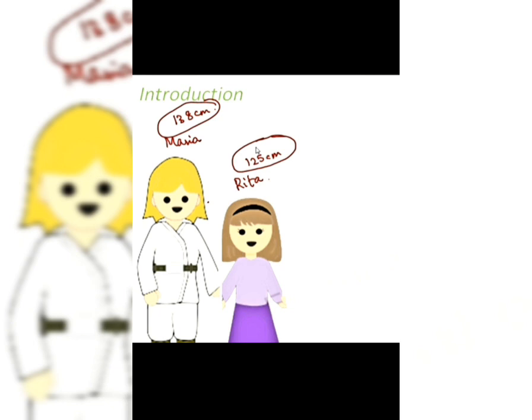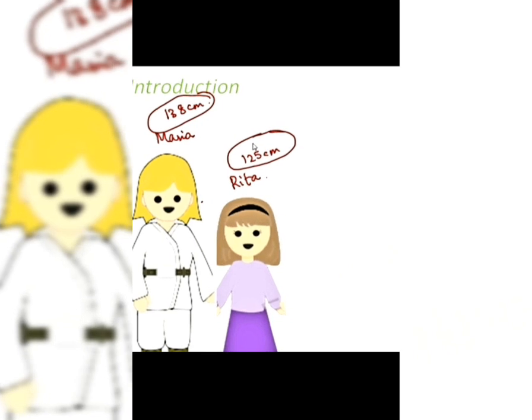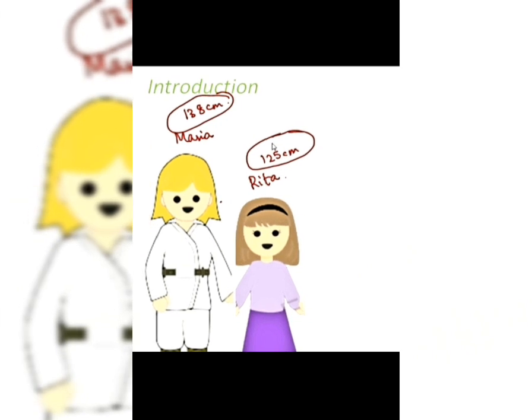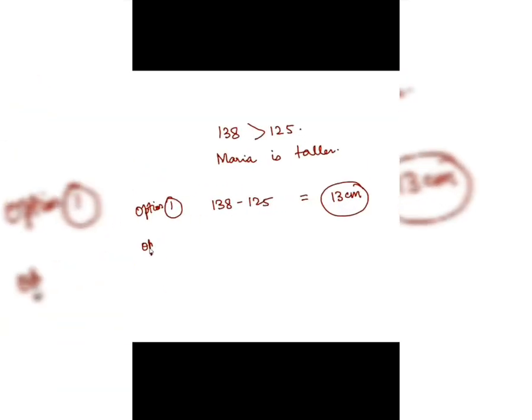Now, looking at these two numbers, you need to decide who is taller. Who is taller will be decided by which number is bigger, whether it's 138 or 125. Whichever is bigger, that person is going to be taller. So in this case, 138 is greater than 125. So we can say that Maria is taller because 138 is greater. So in this case, we are comparing the height of two sisters.